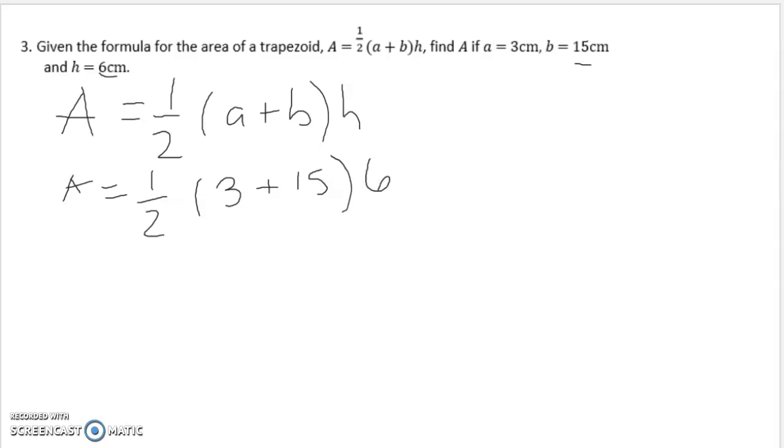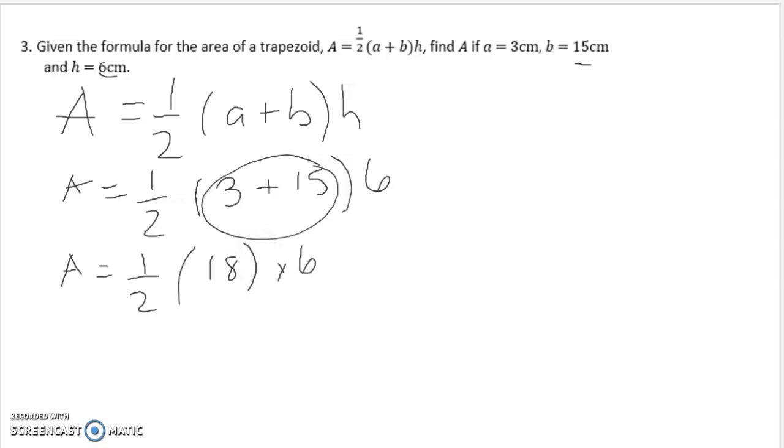Okay, and I say multiply by 6 because it is outside the bracket with nothing in between, so that means multiply. So according to BEDMAS, we have to do the brackets first. So area equals 1/2, and here we have 3 plus 15. Well, 3 plus 15 gives us 18. Okay, and then times 6.